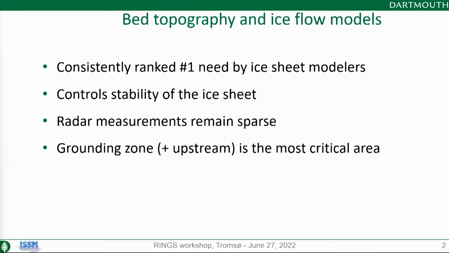Because it controls the stability of the ice sheet, it controls the stability of the grounding line. If we don't know what the bed looks like, we can run the model, but it's going to give us something that may not be realistic. Radar measurements remain sparse, and this is why we need more missions like RINGS. And the most critical area, of course, because of the marine ice sheet instability, is the grounding zone and the few hundreds of kilometers upstream of that zone.